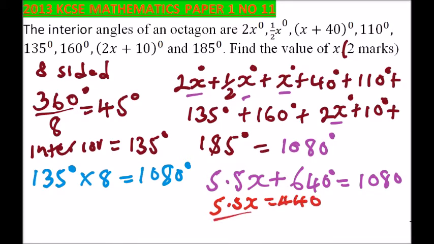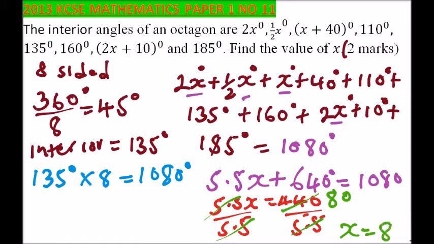Divide both sides by 5.5. So once you divide like that, then you should be able to get 5.5 divided by 5.5 is 1. You get 80. So x is equal to 80, so 80 degrees. So that's how you work out that question. You get yourself 2 marks.